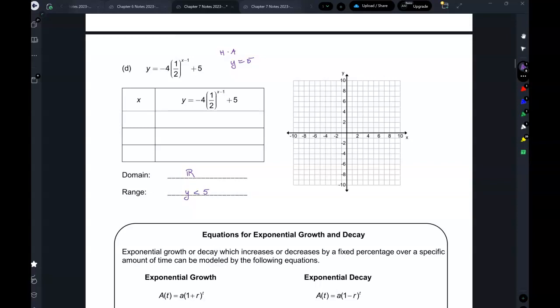Okay, so let's do -1, 0, 1. So -4 times 1/2 to the -2 plus 5. This is -4 times 2 squared plus 5. So that's -11.